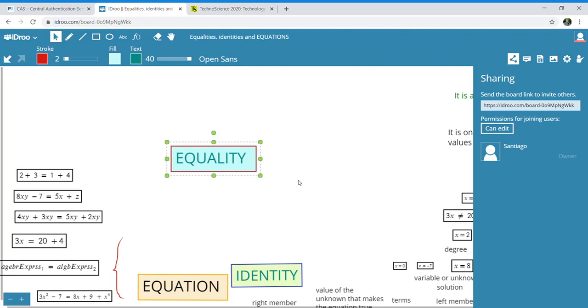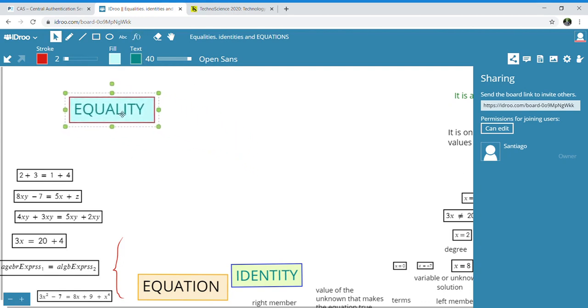Hello everybody, here we are again, ready to study what an equality is. What are equalities? This is our aim. Let's start by saying what an equality is.